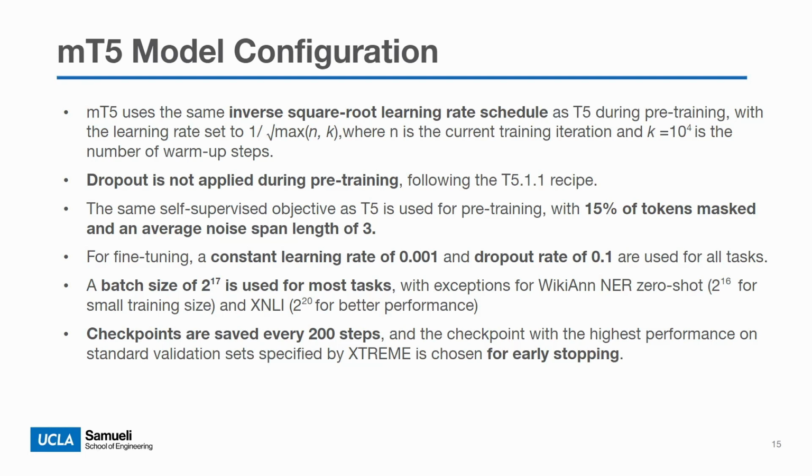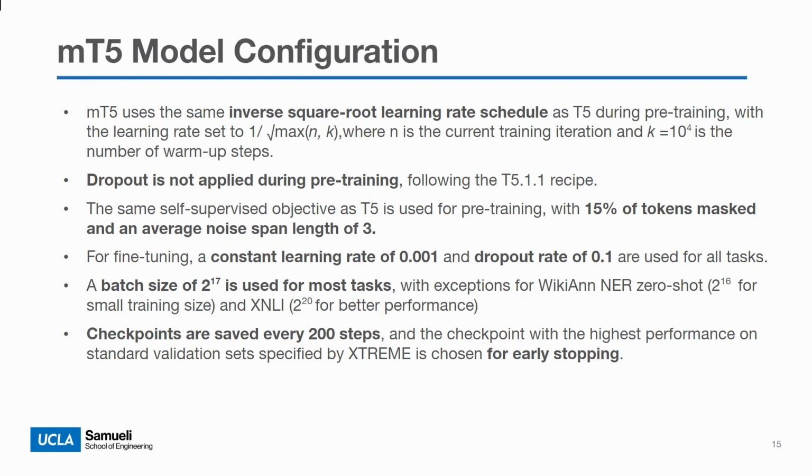For fine-tuning, a constant learning rate of 0.001 and a dropout rate of 0.1 is used. A batch size of 2^17 is used for most of the tasks, with the exception of WikiAnn NER zero-shot, where we use 2^16, while for XNLI we use 2^20.